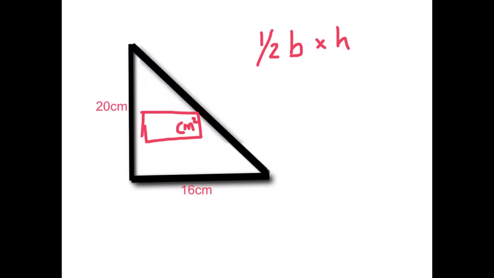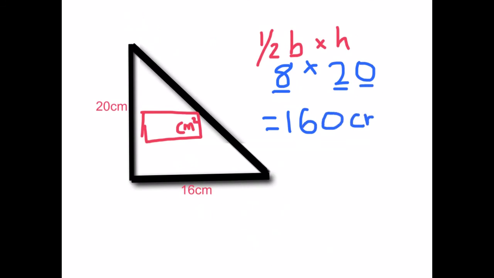Okay, let's work through it together and see if we got the same answer. So half of my base is 16, so half of that is 8. My height is 20, so I'm multiplying 8 by 20. Quite a tricky sum at first look, but 8 times 2 is 16, and then put your 0 back on to give me an area of 160 centimeters squared.